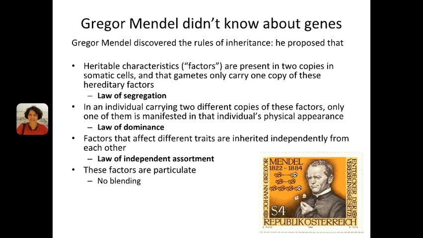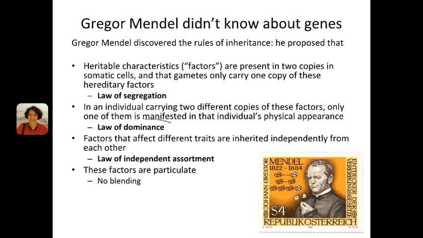Now, the law of dominance is about the interaction between the factors in an individual cell or in an individual organism. If you have an individual that has 2 different copies of Mendel's factors, and what that means in modern language, if you have an individual that has 2 different alleles of a gene, then only one of those is going to be manifested, is going to be shown in that individual's physical appearance. And that he saw with all of his pea plants.